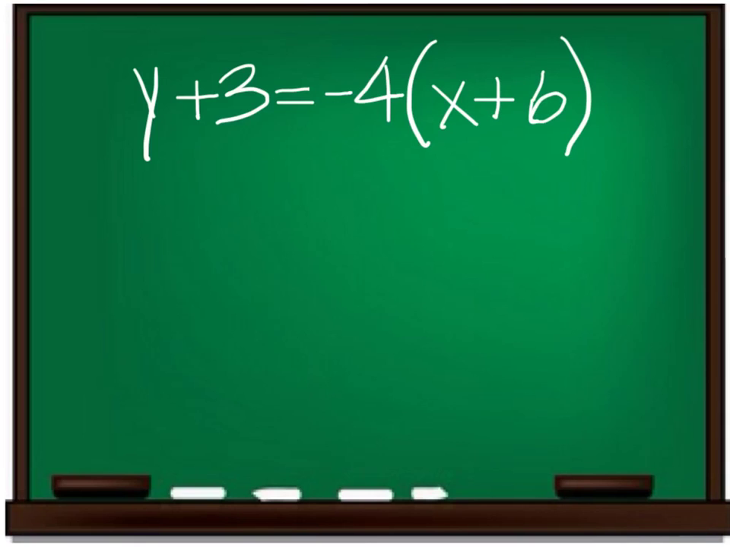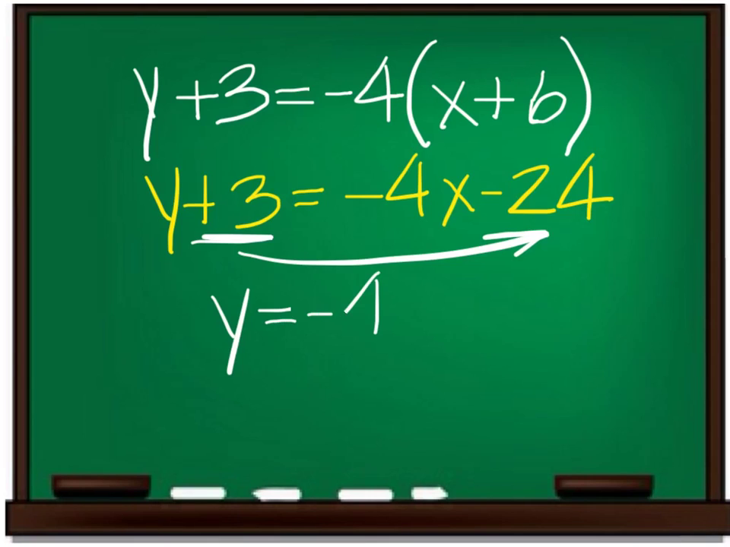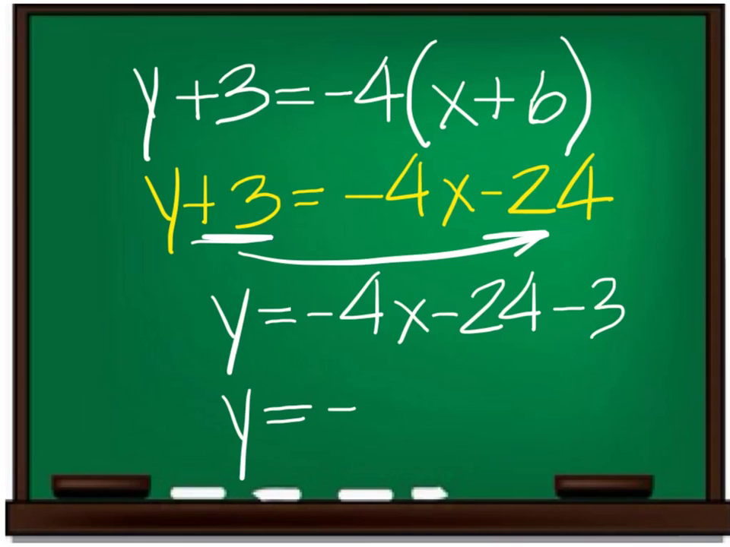On the practice problem, you should have y plus 3 equals negative 4x minus 24. You're going to move this to the right. So y equals negative 4x minus 24 minus 3. Your answer should be y equals negative 4x minus 27.